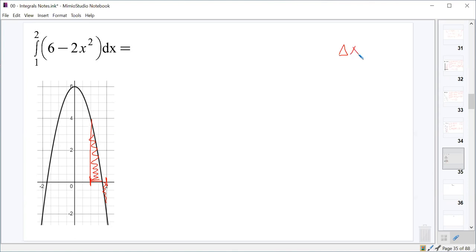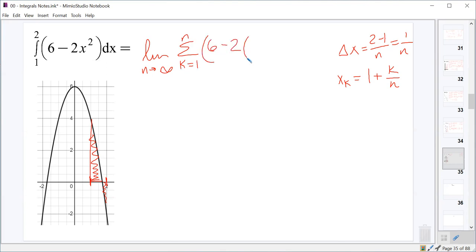So delta x is going to be b minus a, in this case 2 minus 1 over n, or just 1 over n. And x sub k is going to be a plus k times delta x, so 1 plus k over n. And as we go through and put all this in, we've now got a limit as n approaches infinity of a sum from k equals 1 to n of 6 minus 2 times x sub k, which is 1 plus k over n squared, times 1 over n.